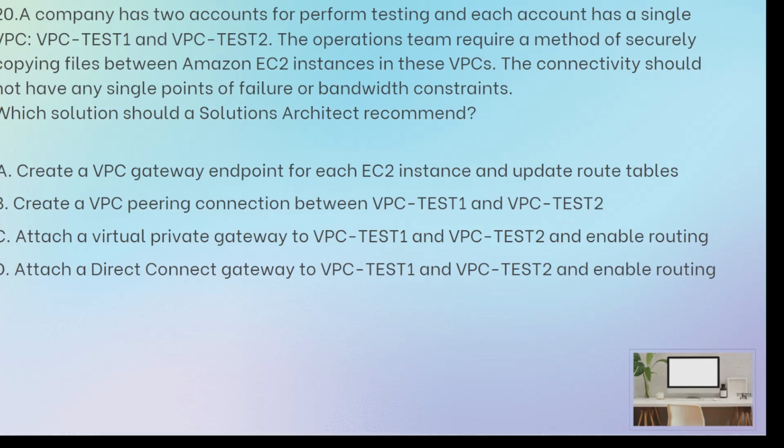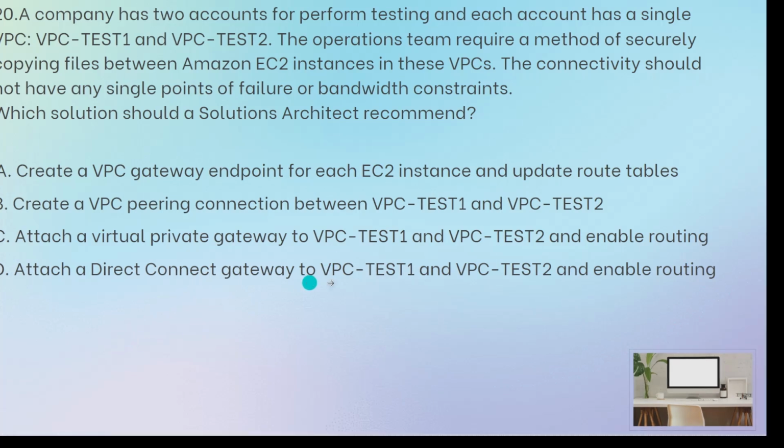Why other is not correct, that we'll see. Create a VPC gateway endpoint for each EC2 instance and update the route tables. Why this is incorrect is because you cannot create VPC gateway endpoints for EC2 instances. These are used with DynamoDB and S3 only. This we have discussed in previous videos also. Then attach a virtual private gateway to VPC test 1 and test 2 and enable routing. Now, you cannot create an AWS managed VPN connection between two VPCs. That is the reason you cannot do this.